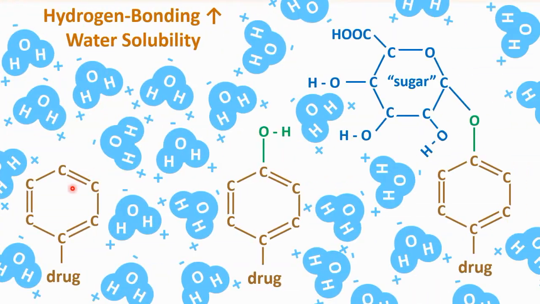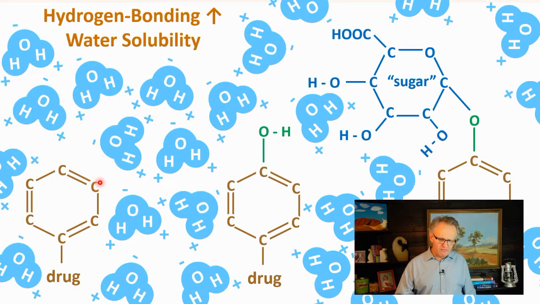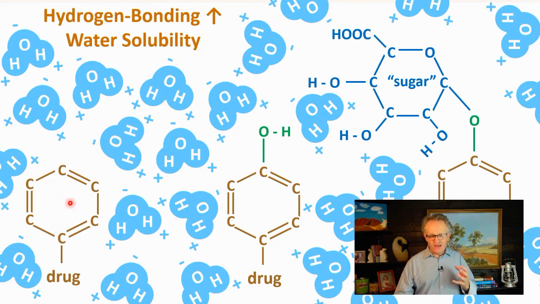Because if you look at the parent drug here, there's very little opportunity for hydrogen bonding. Although those carbons on the benzene ring have hydrogens attached to them, they're not really electrically active. They don't interact much with water molecules at all. So this is why the parent drug is often very greasy and has low water solubility, because it just doesn't interact chemically via hydrogen bonding with water molecules in solution. So this will be hard to dissolve.